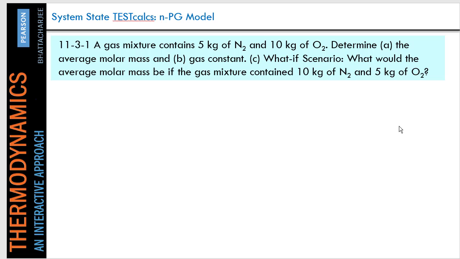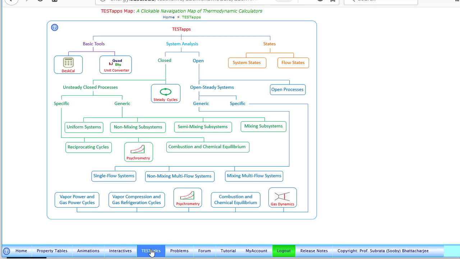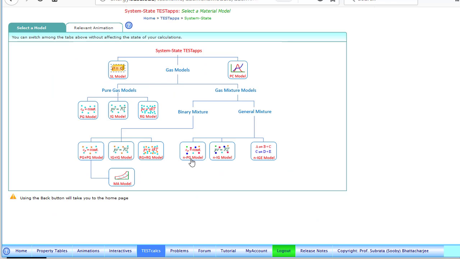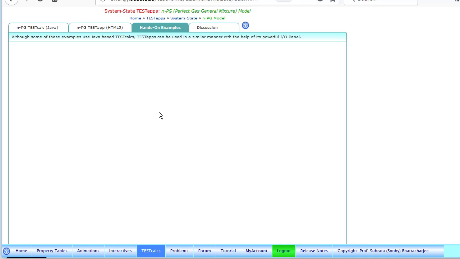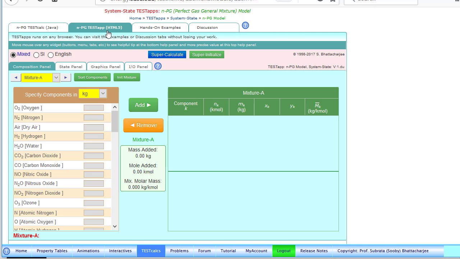This problem states that there's a gas mixture containing 5 kilograms of N2 and 10 kilograms of O2 and asks us to determine the average molar mass and the gas constant. So first thing we're going to do is go to TEST calcs, and it's a system state because it's probably in a closed chamber. And then we're going to assume the PG model, so we'll go to the NPG model. Go to TEST app or TEST calcs, and just enter your mixture for mixture A.